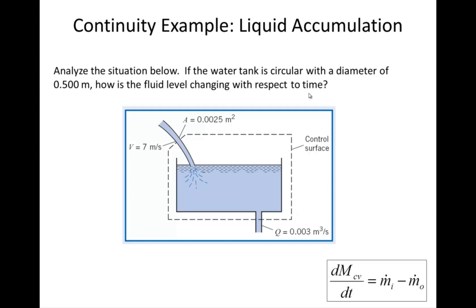In this example, we have a tank that is receiving flow in, and there is a flow out, and we're going to try and solve here whether the fluid level is rising, the water level is going up, or if the water level is falling over time.